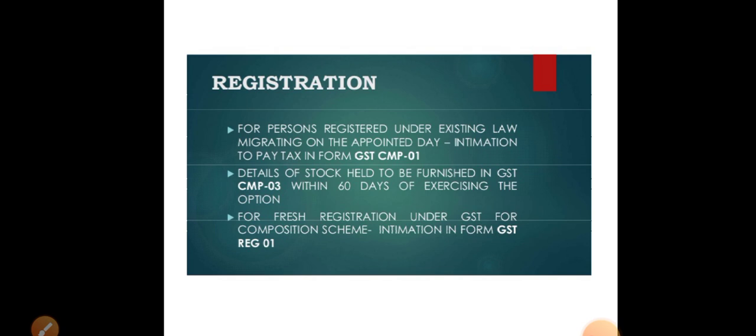Registration: if you are going to opt for a composition scheme, the following conditions have to be fulfilled for registration. For a person registered under the existing law migrating on the appointed day, intimation to pay tax is given in the form GST CMP 01. This form they have to fill. Details of stock held, how much stock he holds, also have to be mentioned within 60 days of exercising the option, in the form CMP 03. For a fresh registration, where you are going directly under the composition scheme and not the ordinary scheme, we have to fill form GST REG 101.